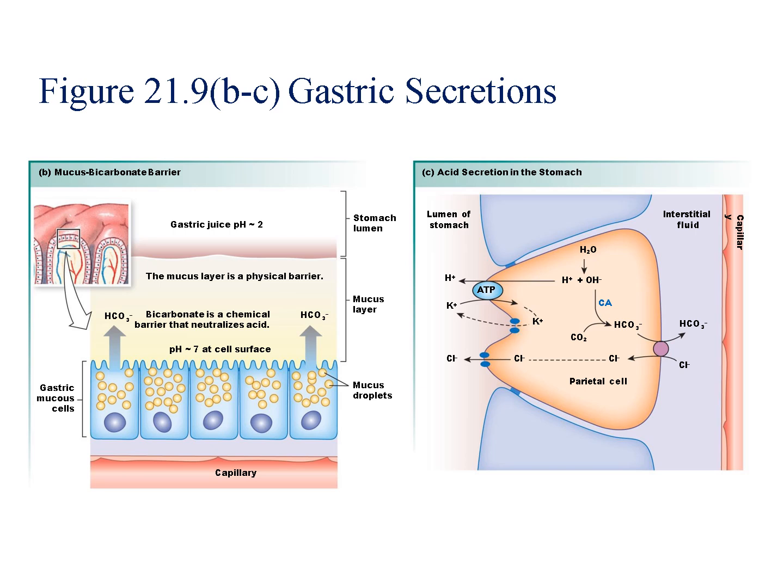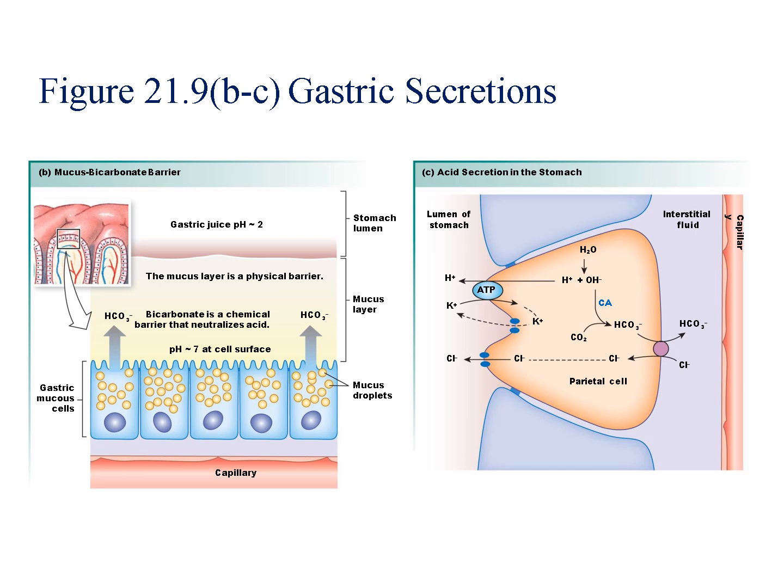Additionally, bicarbonate ions are secreted into this mucus layer, creating a chemical barrier that neutralizes acid near the stomach lining. As a result, while the stomach lumen remains highly acidic, the cell surface maintains a near neutral pH of around 7, preventing damage to the stomach tissue. The second image focuses on the mechanism of acid secretion in the stomach, which is carried out by parietal cells.